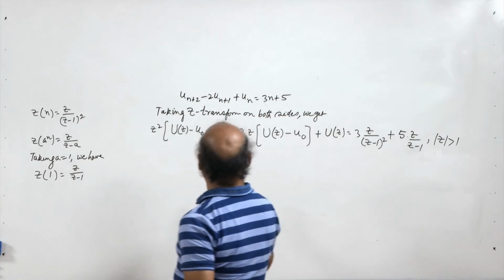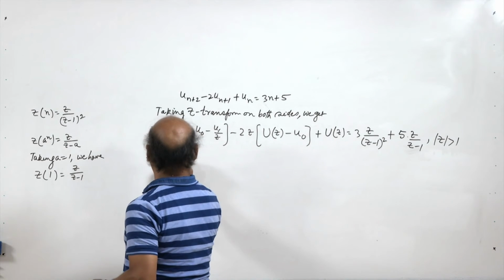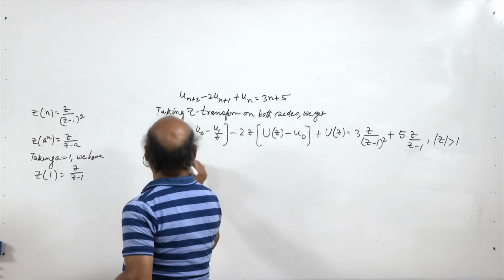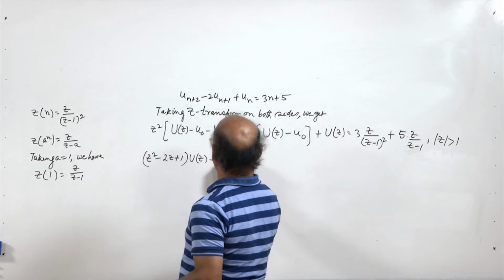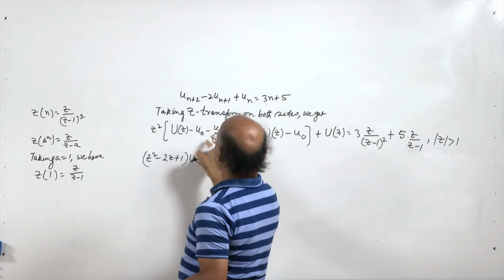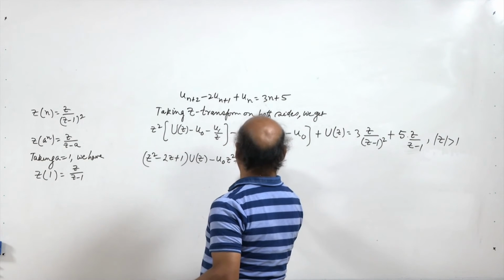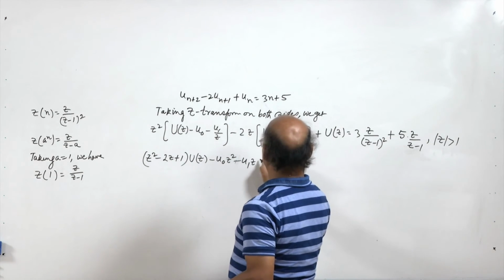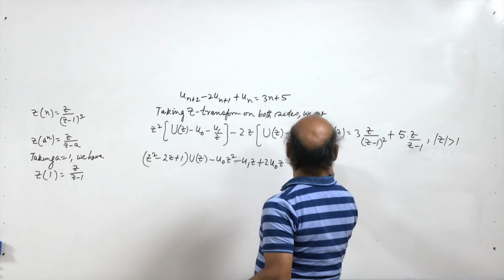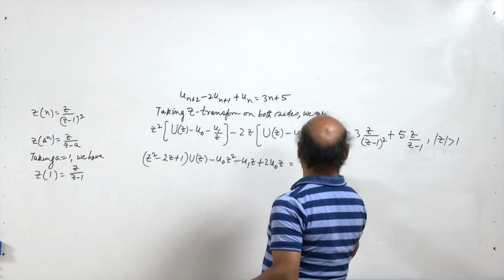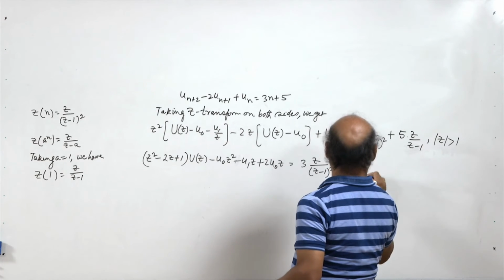Okay, so, now let us take the coefficient of U of z. So, z square minus 2z plus 1 into U of z, and here we shall have minus u0 into z square, here we shall have u1 z, and here we will get 2 u0 z equal to 3 times z over (z minus 1) whole square plus 5 times z over z minus 1.